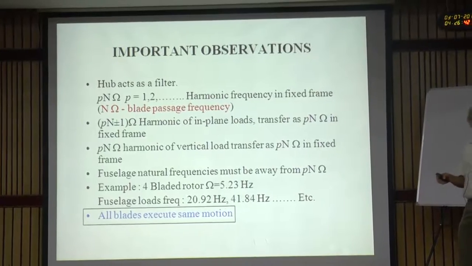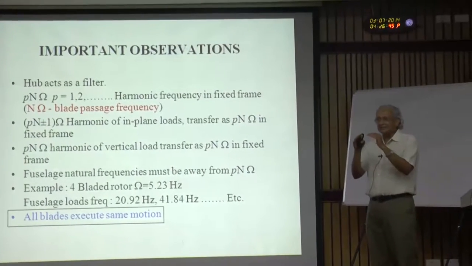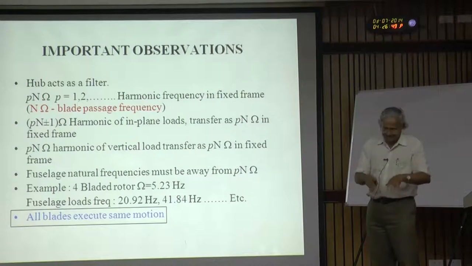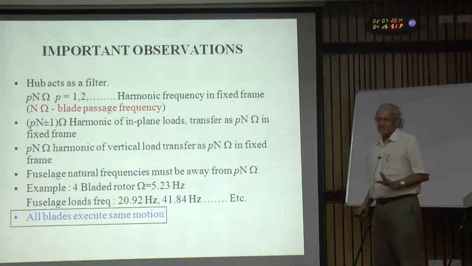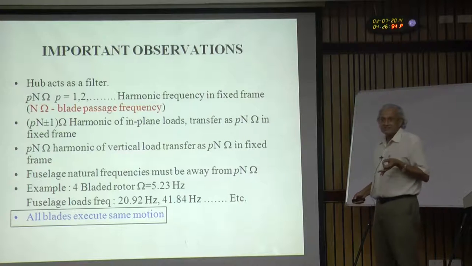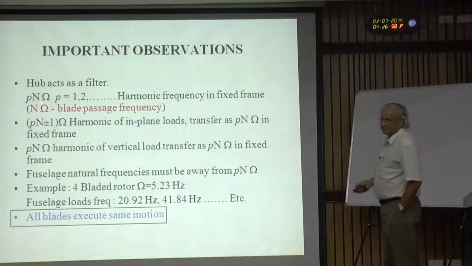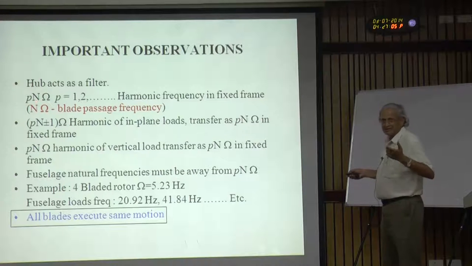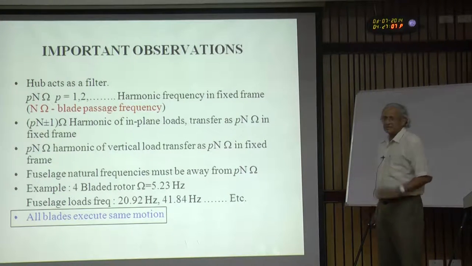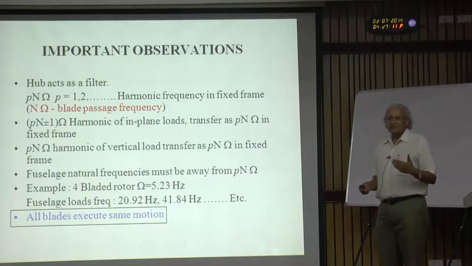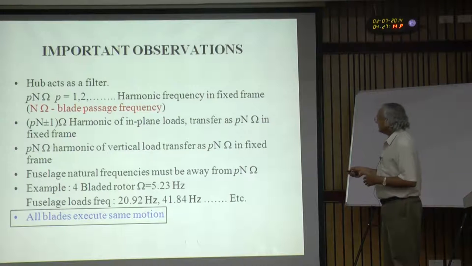Filter means it doesn't stop the vibration. It filters out vibration only in certain frequencies. It will pass those particular frequencies to the fuselage. The frequencies it sends to the fuselage are P N omega, where P is any number, 1, 2, 3. N omega: N is the number of blades, omega is the rotor RPM. But N omega is called the blade passage frequency.